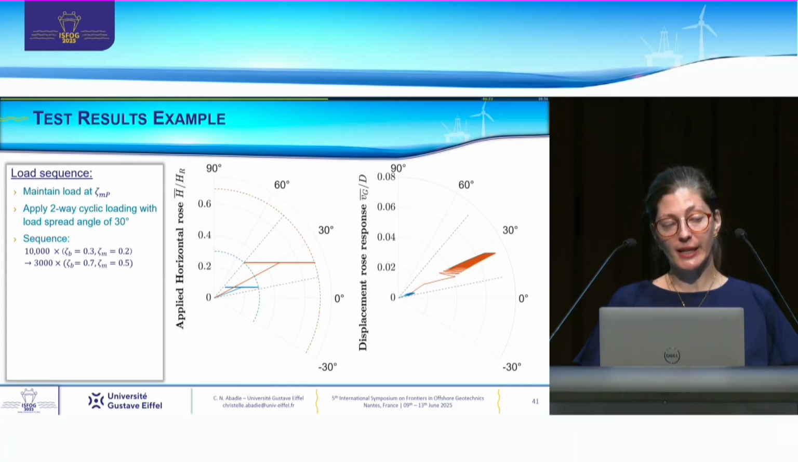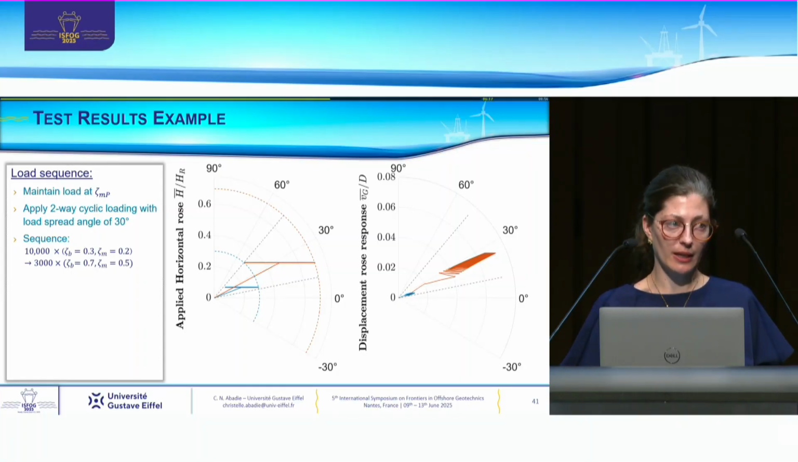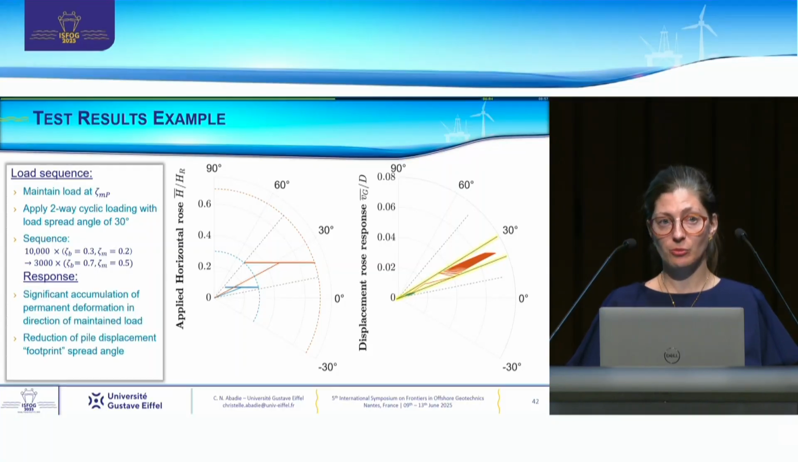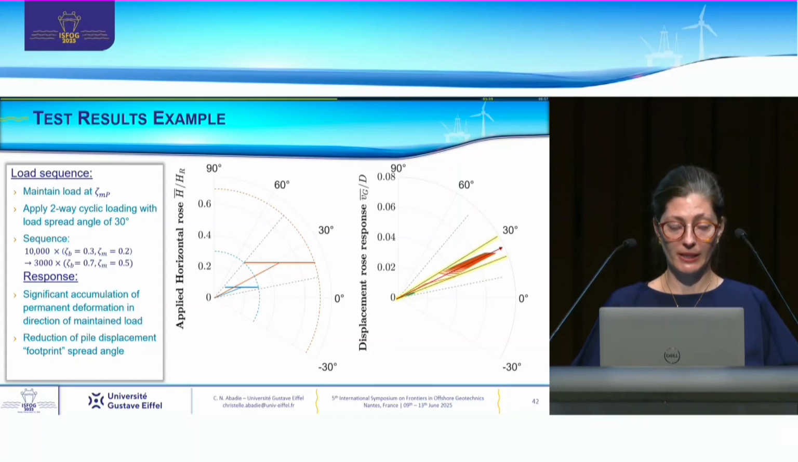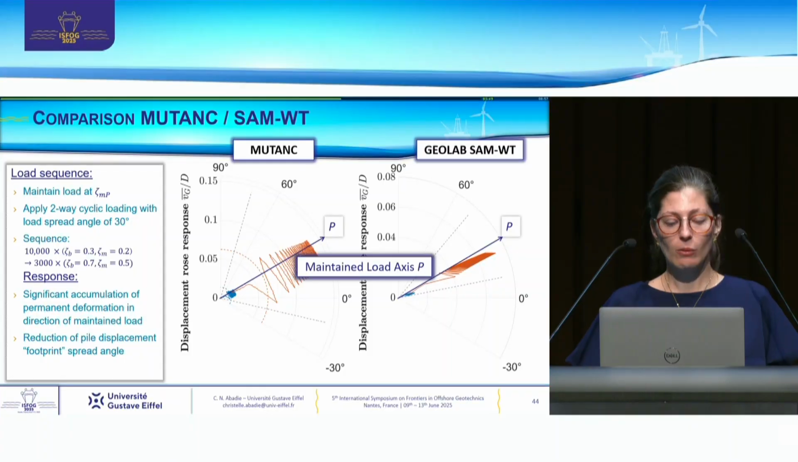And we've done a cross test as well as part of this project. It's slightly different from the Mutank one in the fact that it has a different load angle, but what I see on the results on the right-hand side, which represents a displacement, is very similar to what we've seen in Mutank. We have a reduction in the spread angle of the displacement and an accumulation of permanent deformation in the direction of maintained load. And this is what we got in Mutank side by side, and you can see that those two key mechanisms really pop.